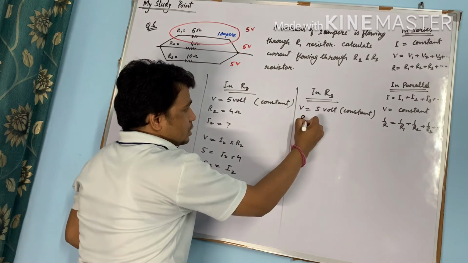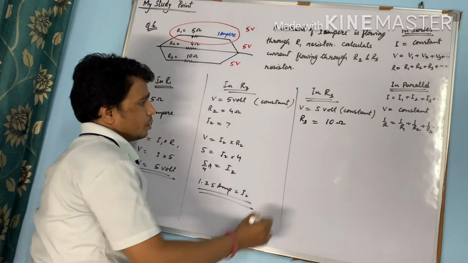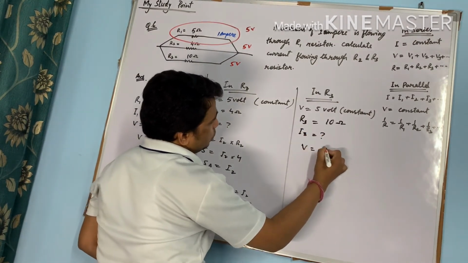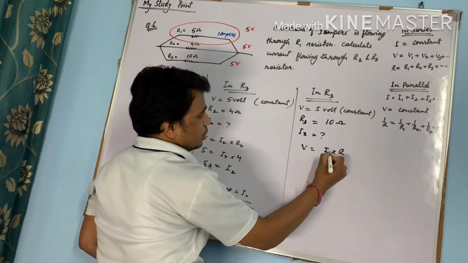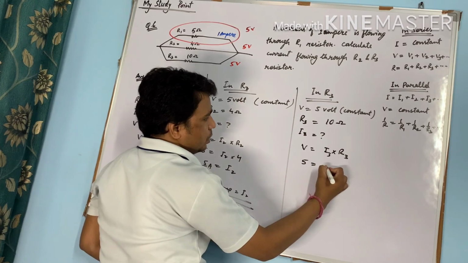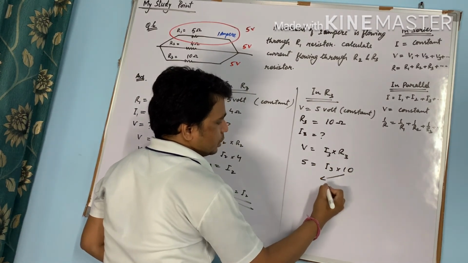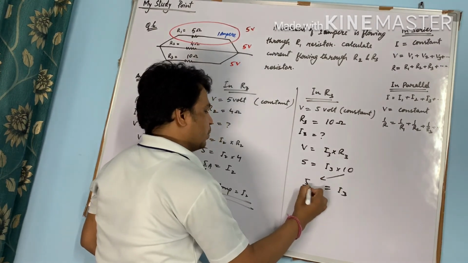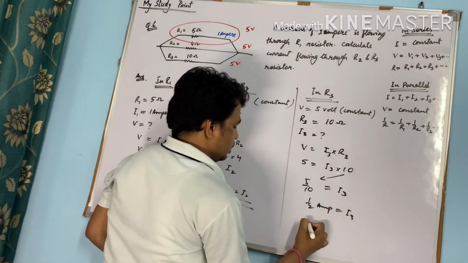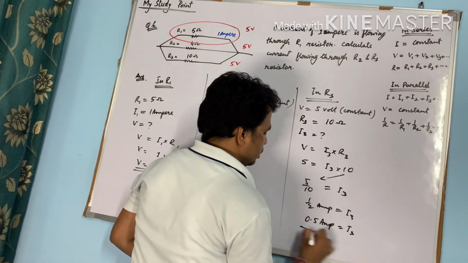In R3, resistance is given 10 ohm, and we have to calculate the current. So use Ohm's law, V is equal to I into R. That is 5 is equal to I into 10. So current will come out to be 5 by 10, half ampere or 0.5 ampere. Current is flowing in the third resistor.